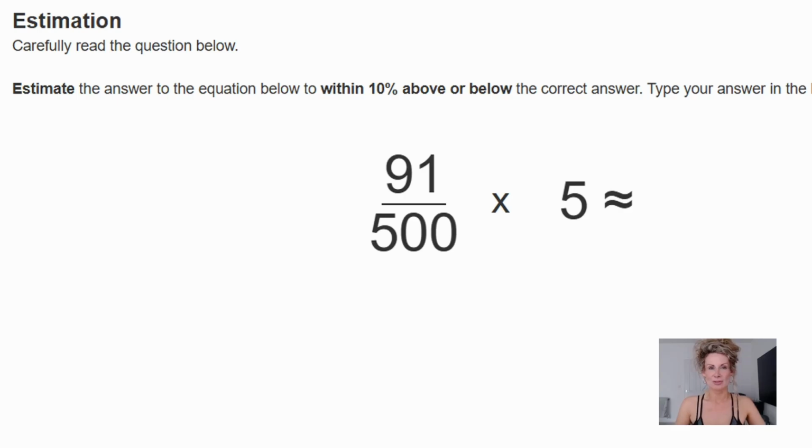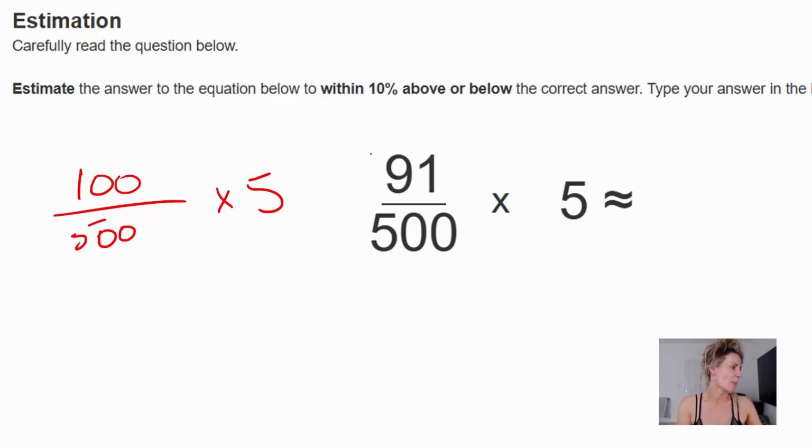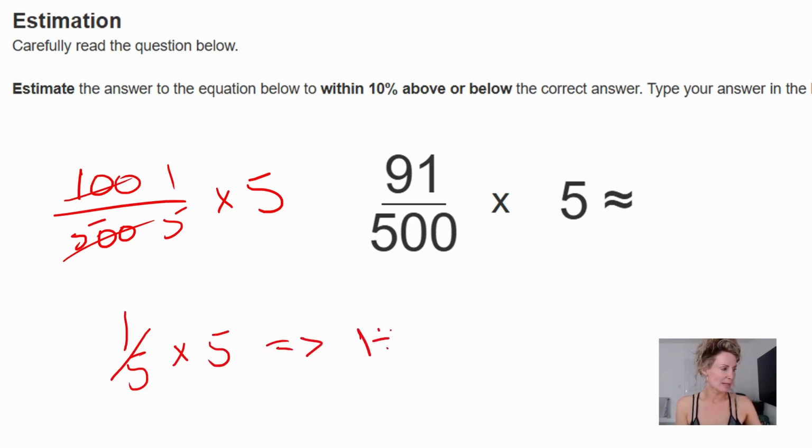91 divided by 500. Again, what is the obvious estimation that you're going to make for 91? It's going to be 100. 100 divided by 500 times by 5. How am I going to cancel that down? What's the biggest number that'll fit into 100 and 500? 100. It'll fit into itself once, and it'll fit into 500 5 times. I have the same thing again. 1 over 5 times by 5, which is the same as 1 divided by 5 times by 5. These cancel each other out. It leaves you with an answer of 1.